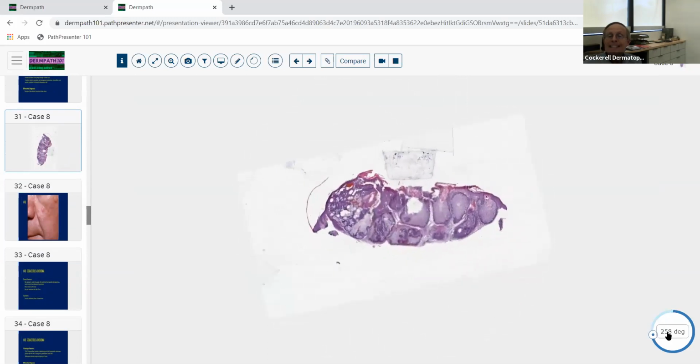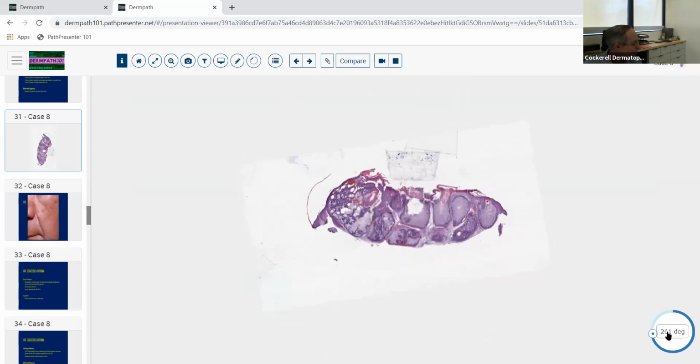Okay, so this is an easy one. We're doing these kind of easy for the first year residents so they don't feel totally lost. But we've got a shave biopsy here, a neoplasm, benign, right? Small, symmetrical, well circumscribed. We can see the bottom of it here. So we've got the whole thing. This whole thing was a little tiny papule.